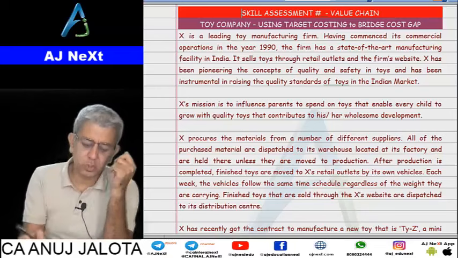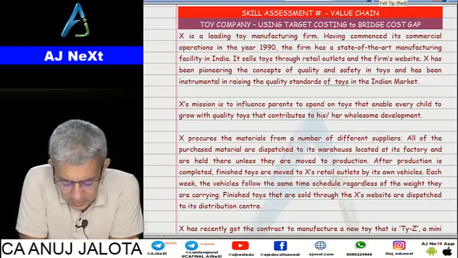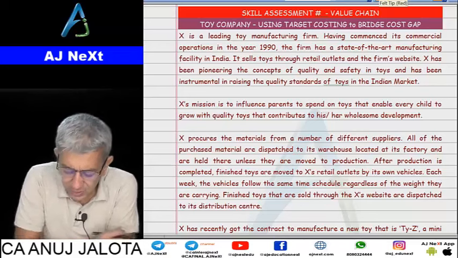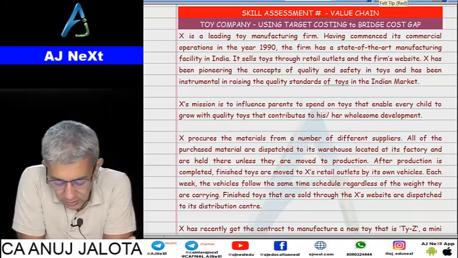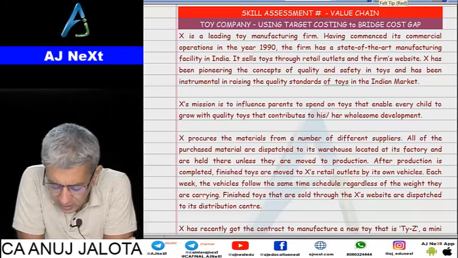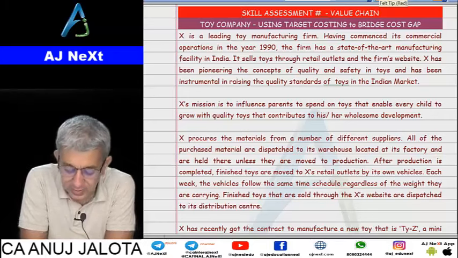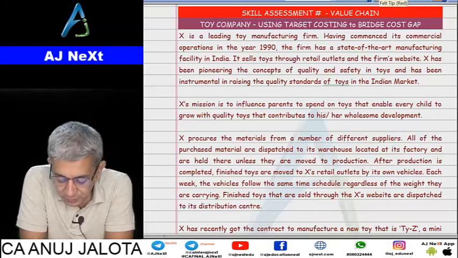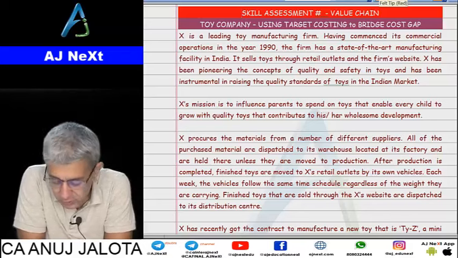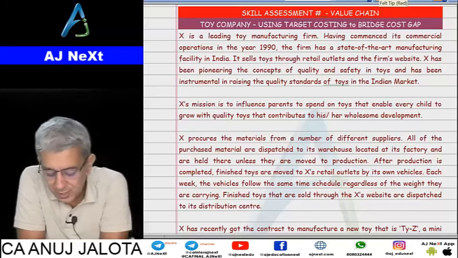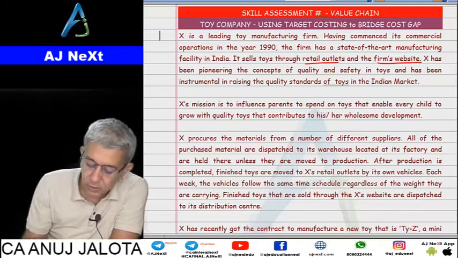Let's start. This is question number 7. X is a leading toy manufacturing company having commenced its commercial operations in 1990. The firm has a state-of-the-art manufacturing facility in India. It sells toys through retail outlets and the firm's website X. So it's a toy manufacturing company that sells through its retail outlets and also through the website.